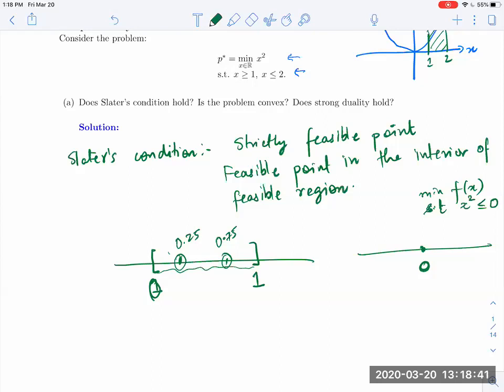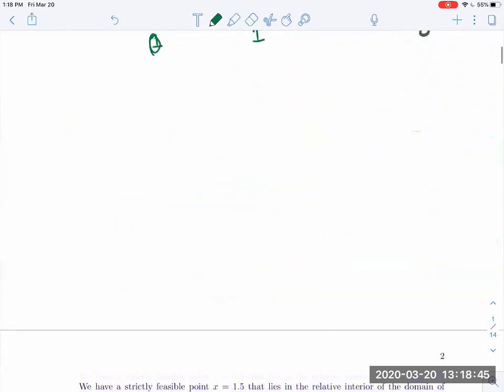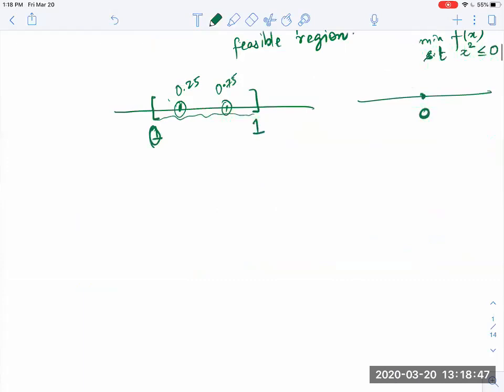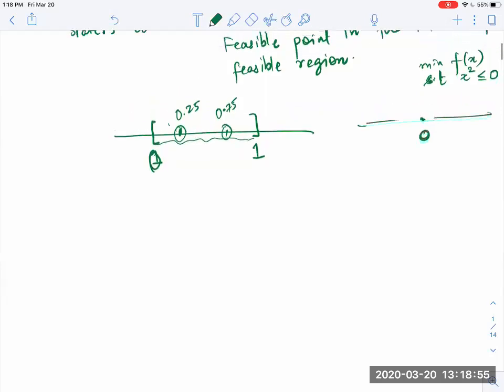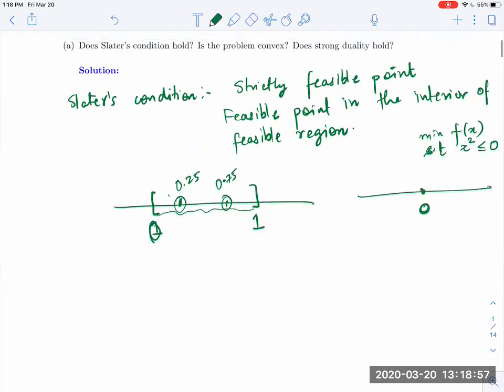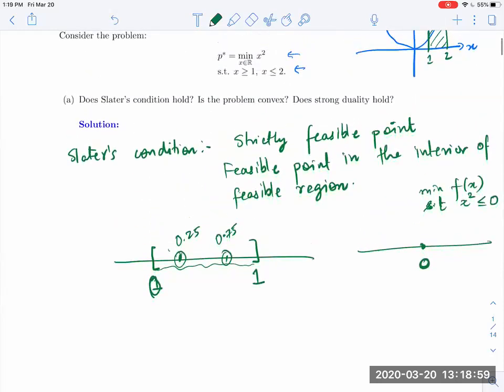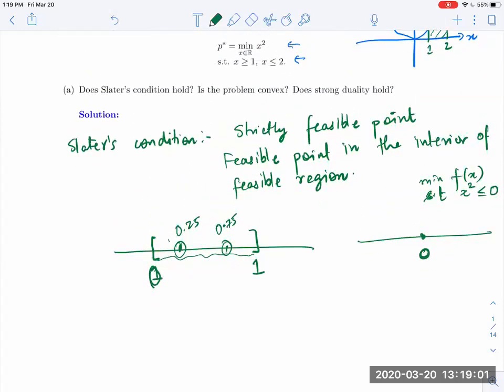Okay, so for ours, does Slater's condition hold? I guess, yes. Okay. Why? What is the feasible region? 1 to 2. Okay, great. So answers, I'll show the answers later, so I'm not going to write them down. Yeah, but it's good for you to write it down.